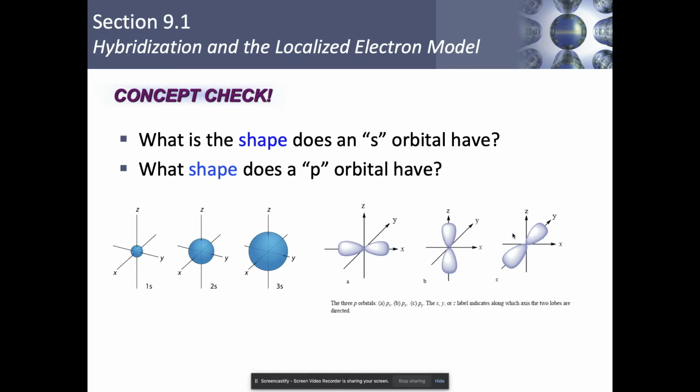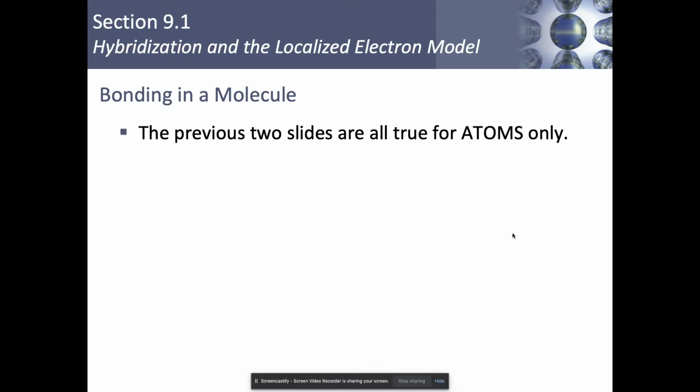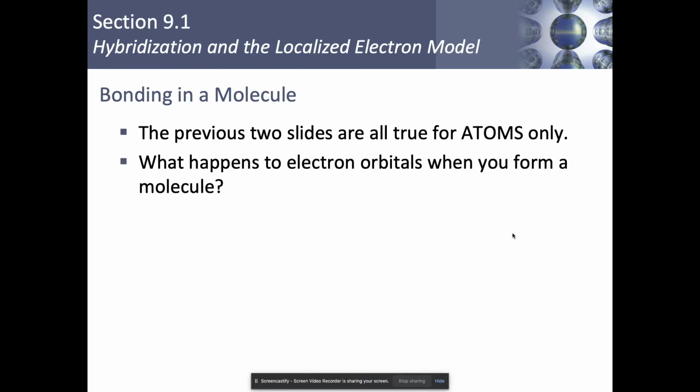Okay, why are we talking about all of this? Well, we just talked about atoms, just carbon. But what happens when carbon is forming a molecule? Here's how this works and why this unit is important. What happens to those electron orbitals when you're forming something like a molecule? What if I wanted to make methane, CH4? Or what if I wanted to make, I don't know, ethane, C2H6? What happens to the bonding and what happens to the orbitals when I make a molecule?